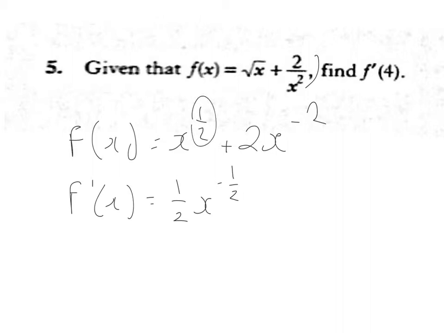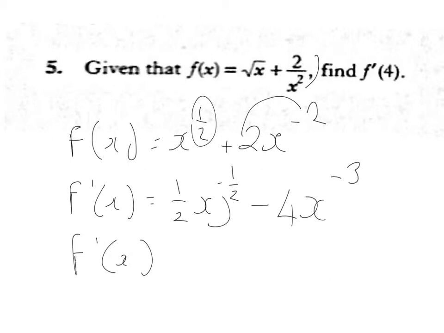Since 1/2 take away 1 is 1/2 take away 2 over 2, which means minus 1/2. Bring that down, and that will be minus 4x to the minus 3. I can then bring the power back down, and that's 1 over 2x to the positive 1/2 minus 4 over, bring x to the minus 3 back down, and that's x cubed.